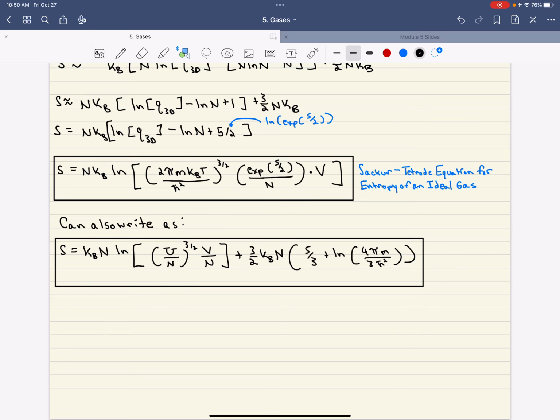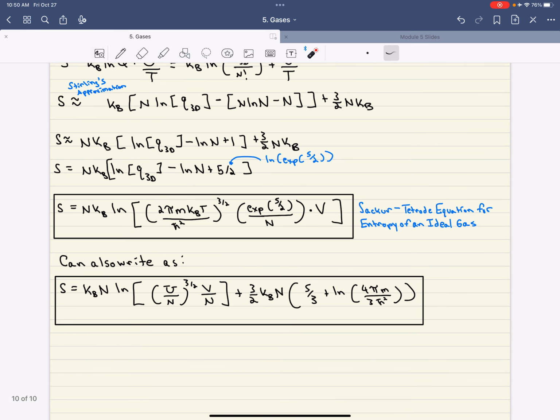And both of these forms are going to be useful for performing thermodynamic transformations.